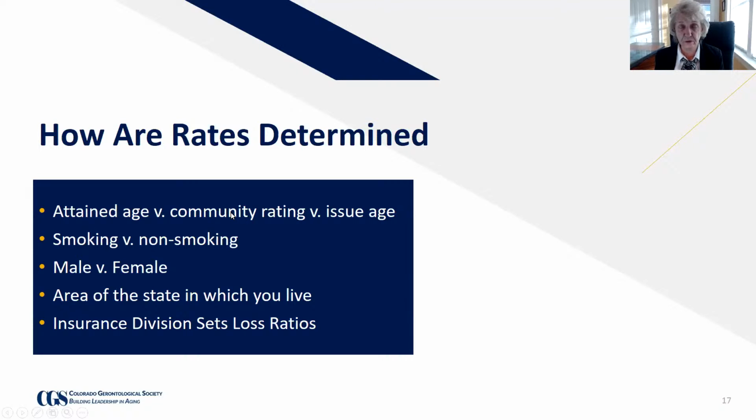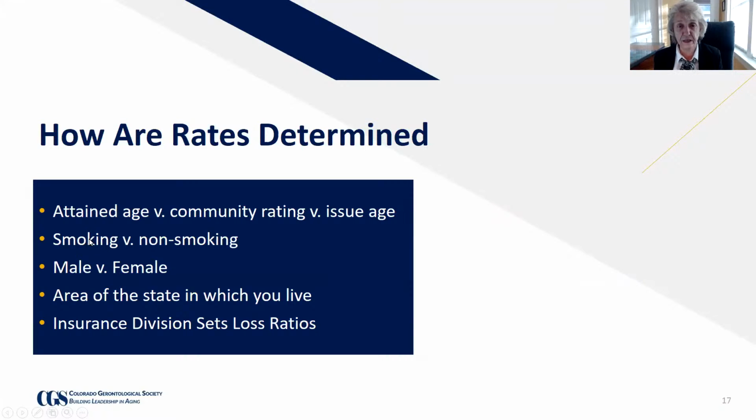Or they can use a community rating system, which basically takes all of their beneficiaries, puts them in a pool, and comes up with an average. The benefit of that is younger people pay more, older people pay less. Or they can use issue age, and they basically standardize the premium at the point at which you purchase the Medicare supplement.